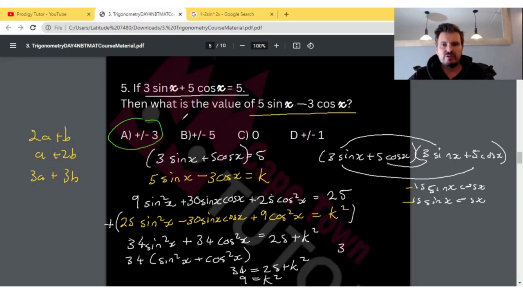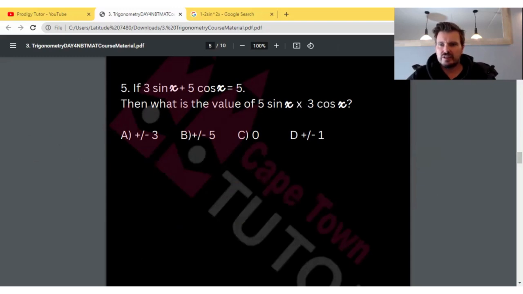If they had given you 3 as an option and minus 3 and plus and minus 3, sometimes they do that. Just remember, you need both answers, right? Because negative 3 times negative 3 will also give you 9. So the answer there is A. Okay, let's go on to the next one.